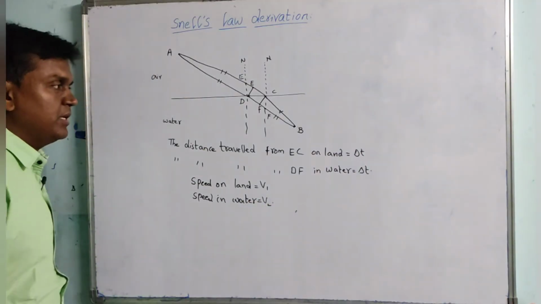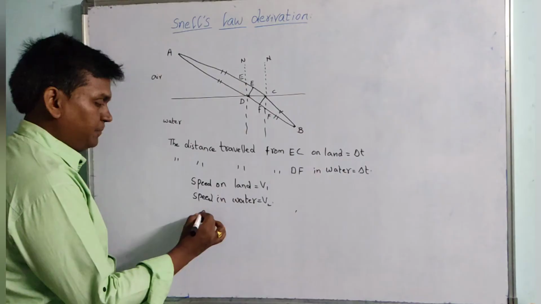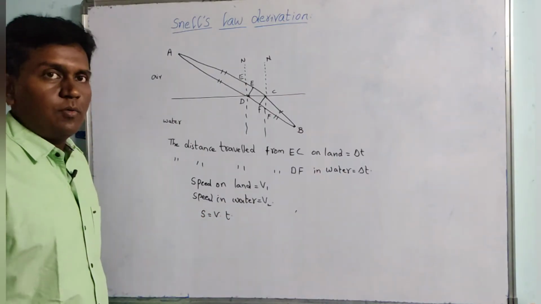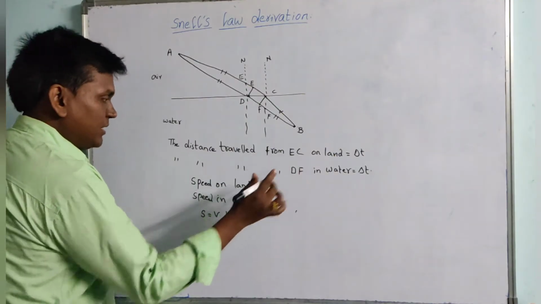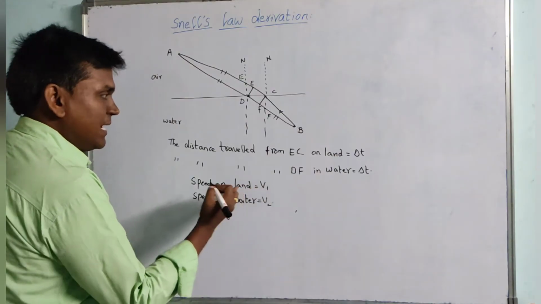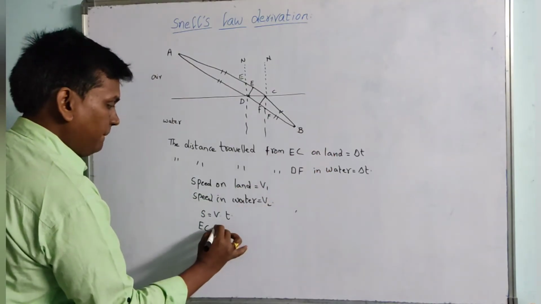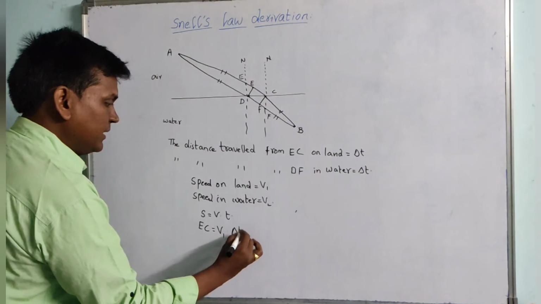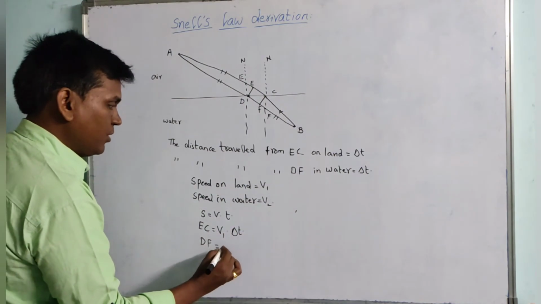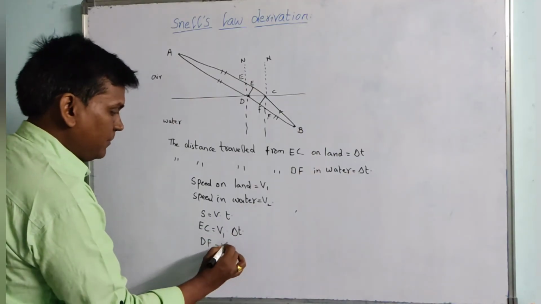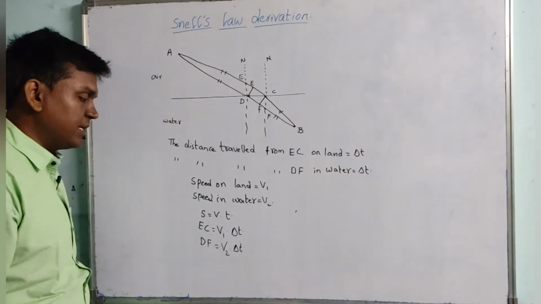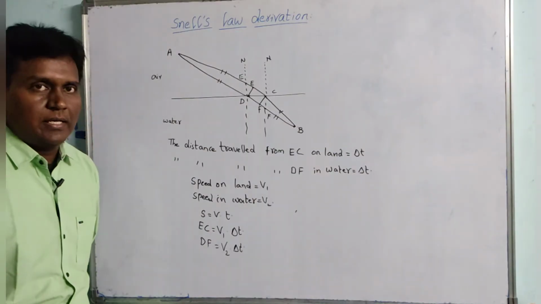These are different, and we know that distance is equal to speed into time. This is a formula, distance equals speed into time. Here, what is the distance? EC is the distance. So EC equals, on land, v1 delta t. In the same way, the next distance is DF. DF equals speed in water, v2, so v2 delta t. So EC equals v1 delta t and DF equals v2 delta t.